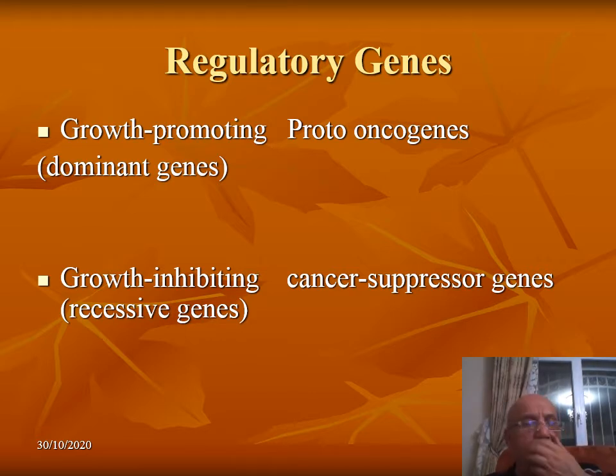And we have growth inhibitory genes. That's to say that those genes are capable of dealing with changed cells, with genetically mutated DNA. They try to suppress the continuation of the malignant process, and those are recessive genes, and they suppress the formation of cancer.